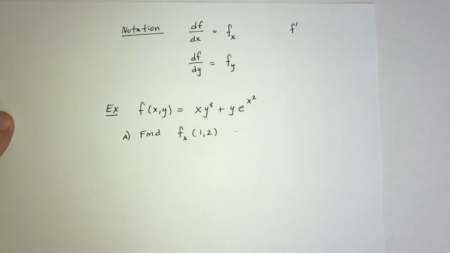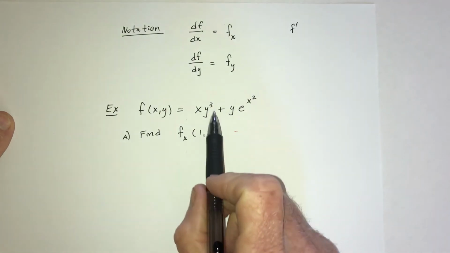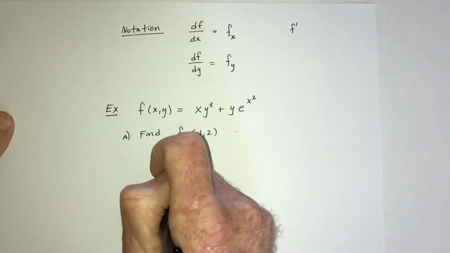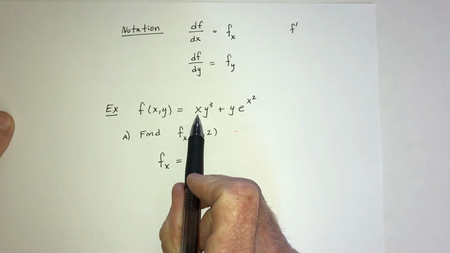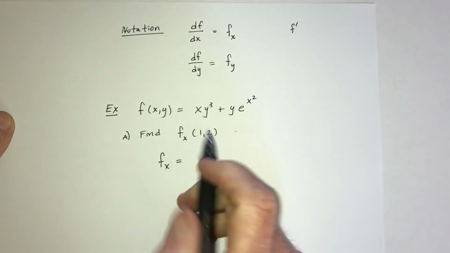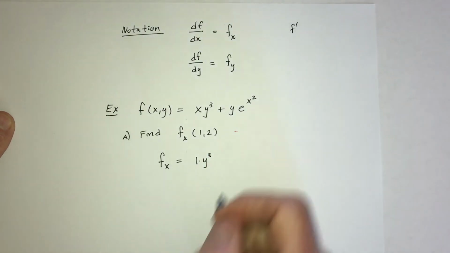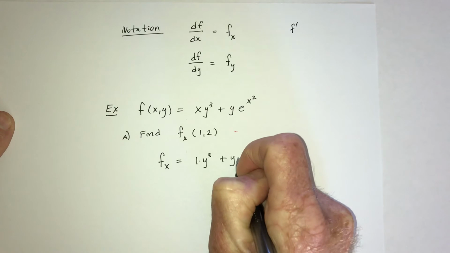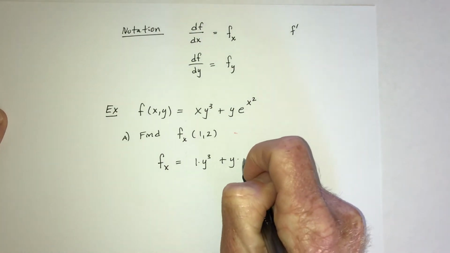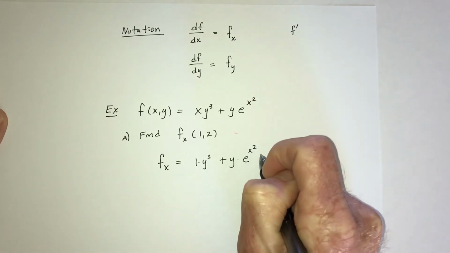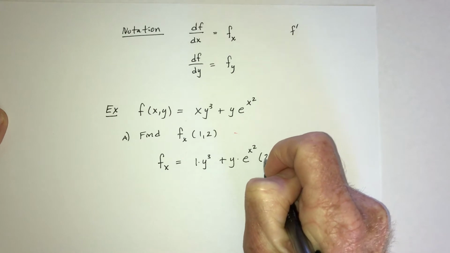So take the derivative with respect to x. So the y's will just sit there and you pretend they're a constant, like a 7 or something like that. So the derivative with respect to x, the derivative right here with respect to x will be a 1. And the y cubed is constant, it just sits there. Same with this y right here. And the derivative of e to the x squared is e to the x squared. And then due to the chain rule, take the derivative of this x squared, which is 2x.